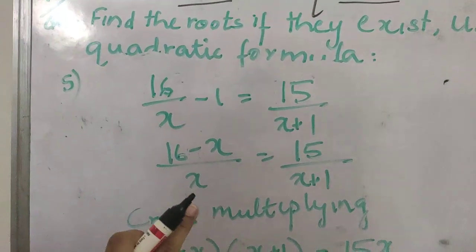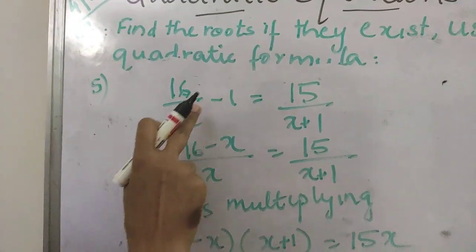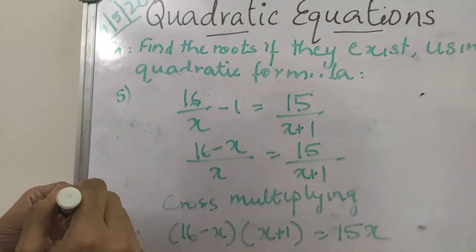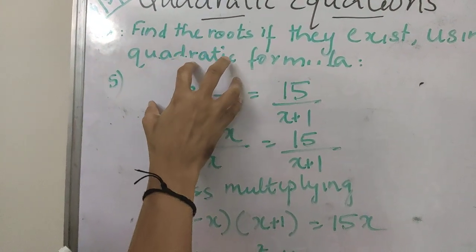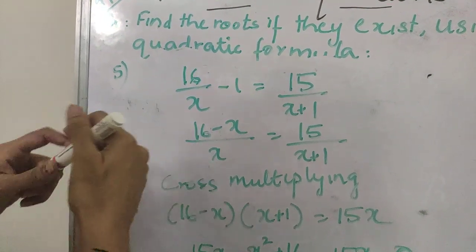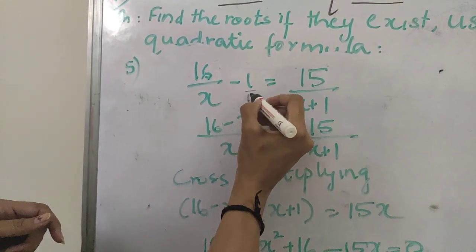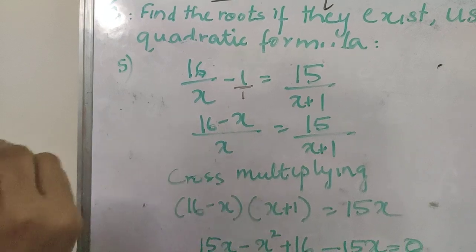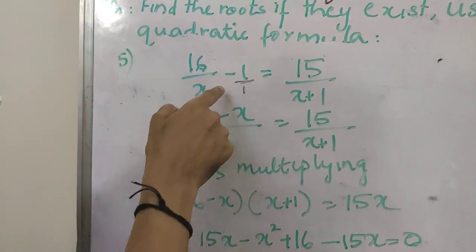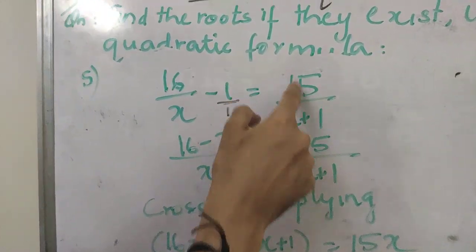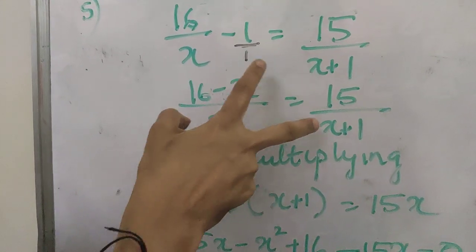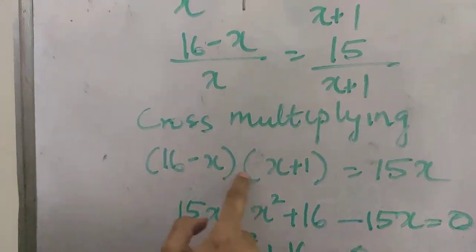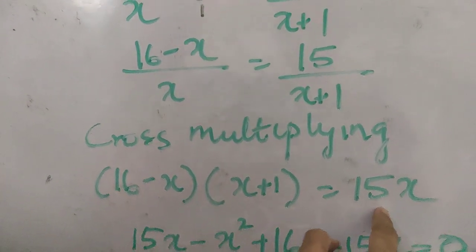Now another question children. 16 by x minus 1 equal to 15 by x plus 1. So what you should do first is you take the LCM. LCM is x. What is 1 meaning? 1 by 1, isn't it? So LCM is x. So you get 16 minus x into 1 is x is equal to 15 by x plus 1. You're cross multiplying. So these two and these two. So that is what I have multiplied and got like this.